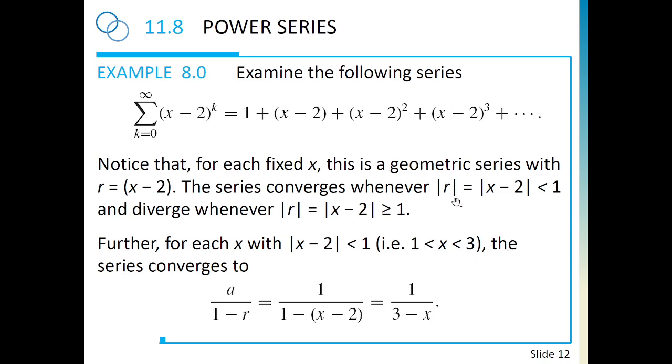And since this is a geometric series, I also know what's the sum of the series. It is the first element, 1, divided by 1 minus radius.